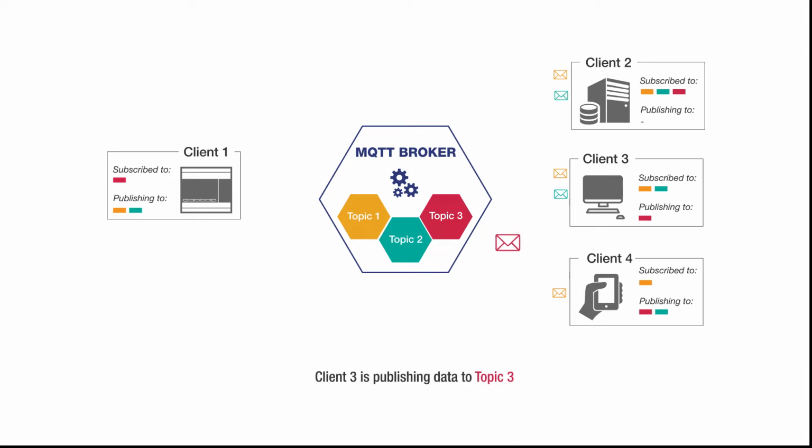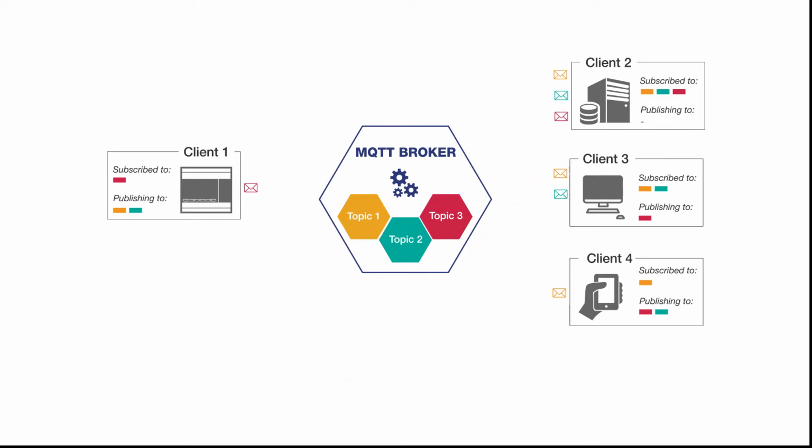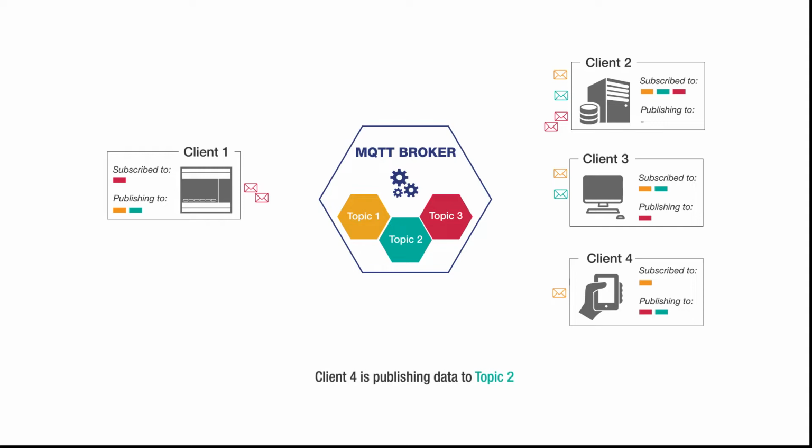Client 3 is publishing data to topic 3. The broker sends the data to all the subscribers of that topic, Client 1 and Client 2. Client 4 is also publishing data to topic 3. The broker sends the data to all the subscribers of that topic, Client 1 and Client 2. Client 4 is publishing data to topic 2. The broker sends the data to all the subscribers of that topic, Client 2 and Client 3.